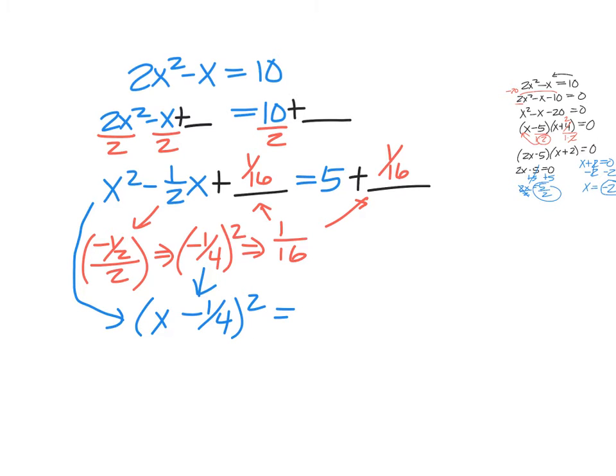To add these, you want a common denominator, so I'm going to work this over to the side. 5 plus 1/16: I multiply 5 by 16 over 16 to get a common denominator. So 5 times 16 is 80 over 16, plus 1 over 16. That's 81 over 16.